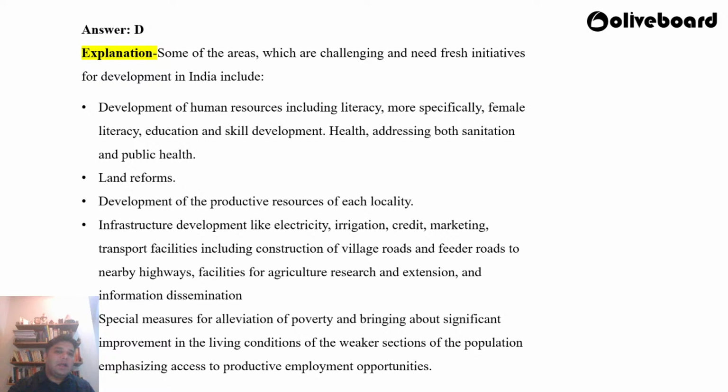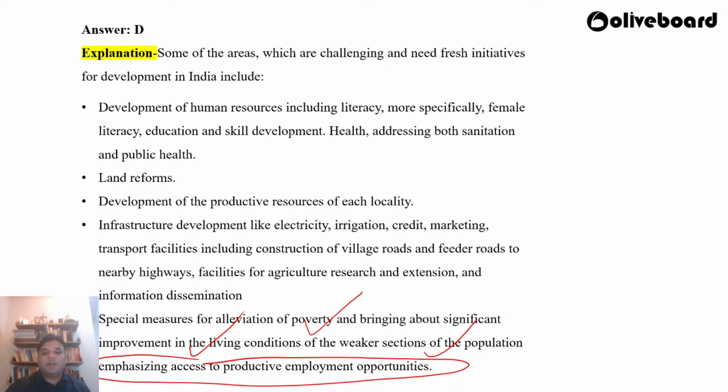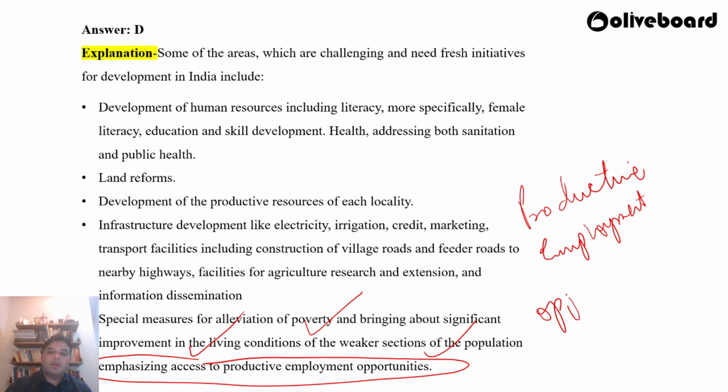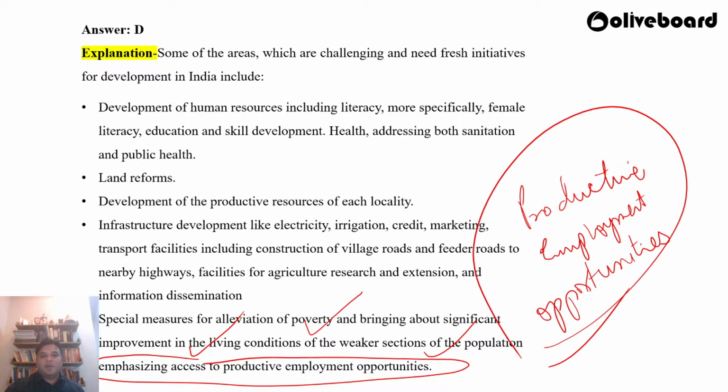So of course, other areas also present a fresh set of challenges, but it is poverty eradication which is of utmost importance, right? Special measures for alleviation of poverty and bringing about significant improvement in the living conditions of the weaker sections of the population, emphasizing access to productive employment opportunities. See, once you eradicate poverty, then you can think about having productive employment opportunities. Okay, so the first ladder or the first step towards any kind of development in the rural areas is poverty alleviation.